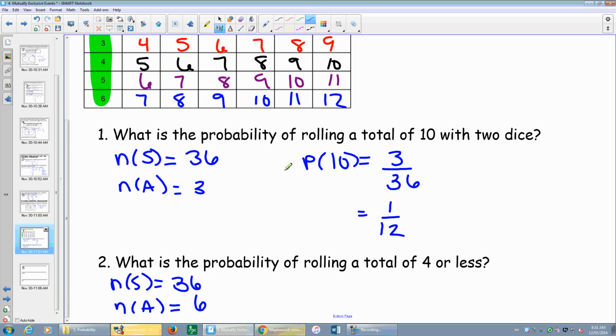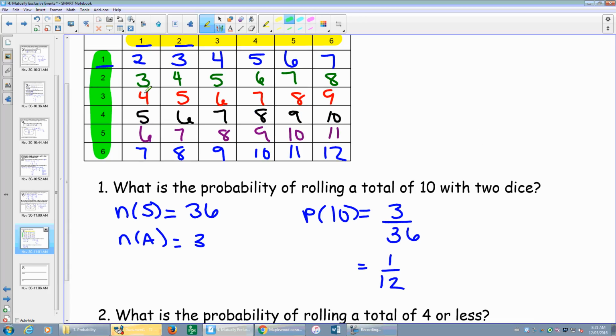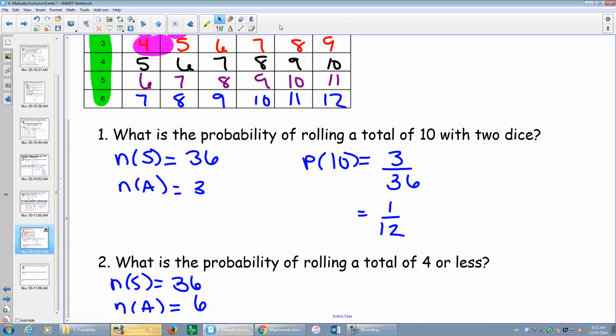So how did Billy get 6? It's saying a 4 or less, so that means I'm including 4, 4, 4, and anything less. So there's 6 numbers there. So what would I write for the probability of rolling a 4 or less? Pat? Excellent. We would say less than or equal to 4.